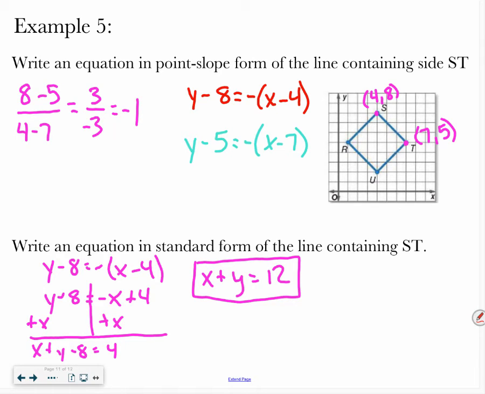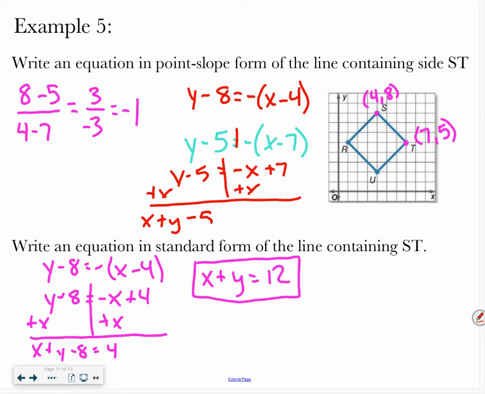Okay. What if I had used my other one? I'd have y minus 5 equals negative x plus 7. So again, I could have added x. So I have x plus y minus 5 equals 7. If I were to add 5 to both sides, I have x plus y equals 12. The reason I did that was to show you it doesn't matter which point-slope form you take to change into standard form, you should end up with the same answer.